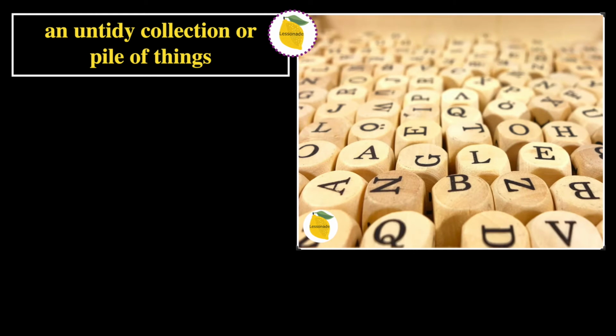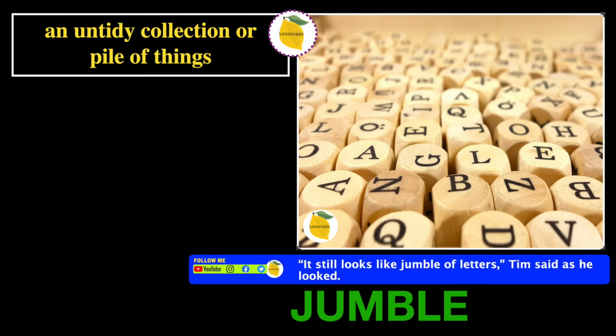In this picture, we can see an untidy collection or a pile of letters. And therefore, the word will be jumble. And the sentence for this word is, it still looks like a jumble of letters, Tim said as he looked.